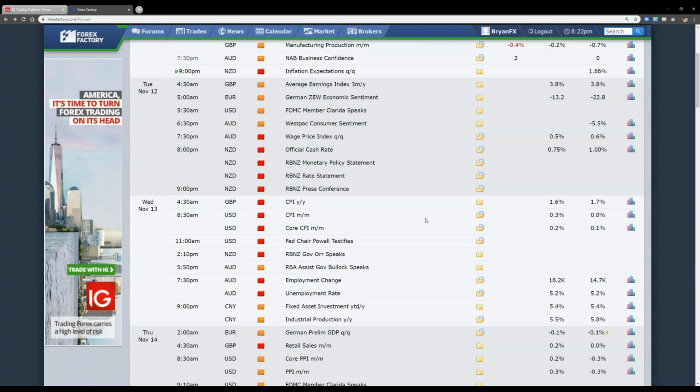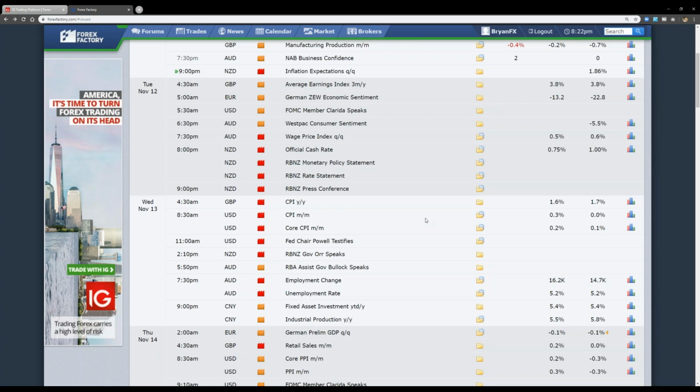Going down, we have Chairman Powell testifying. Powell can always have some potential fireworks around him. So just be cautious in any of your positions that you have on. Don't forget that 10:30 in the morning are the typical reversal times. It may be a little bit slower on Wednesday just because Powell is speaking, okay?